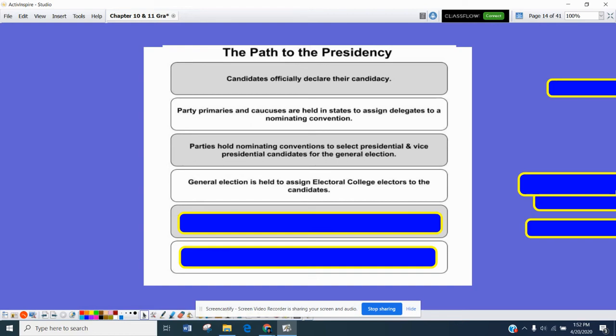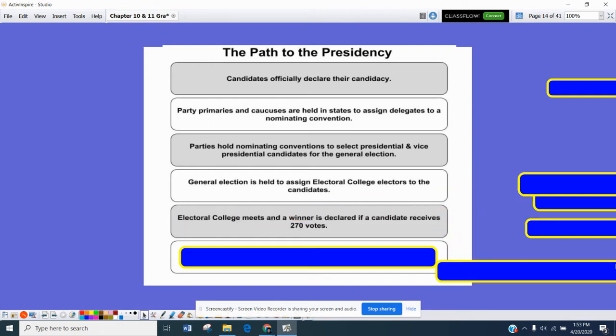All right. Aside from that, there is going to be a general election. General elections are typically held in November, whereas a primary election, at least in the state of Nebraska, is usually held in the month of May. But it's that general election that's going to help assign the Electoral College electors. And it's really the Electoral College, for the most part, that officially and directly votes for the president.